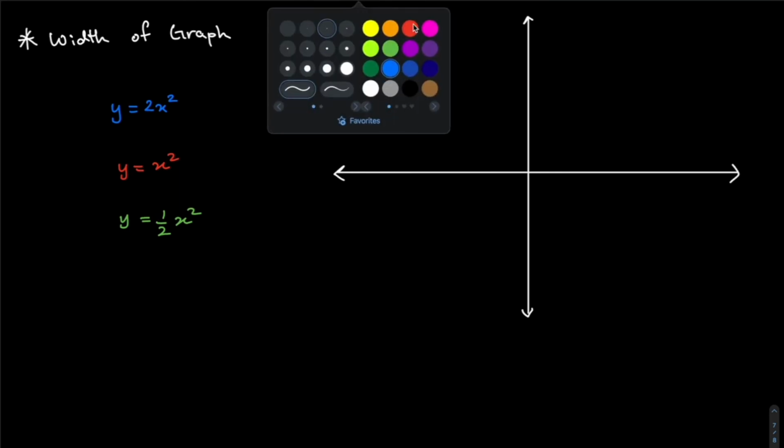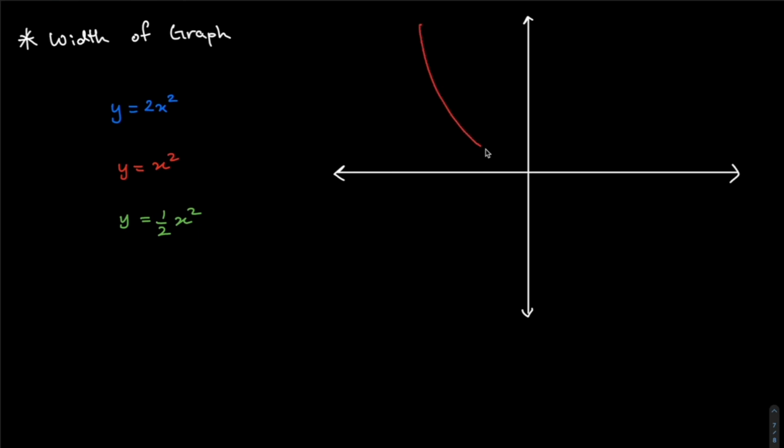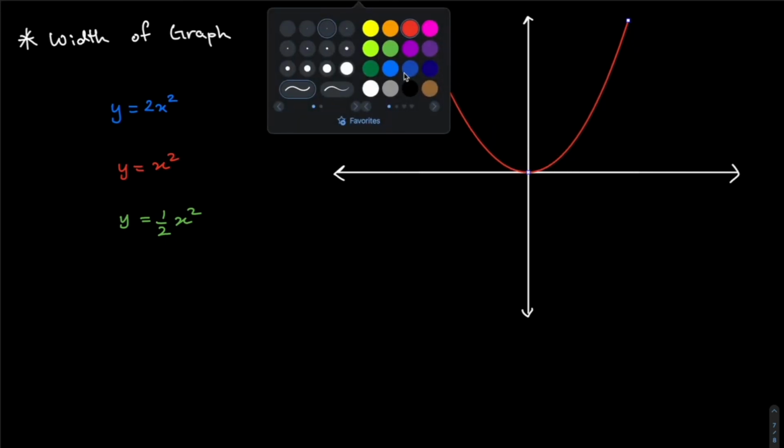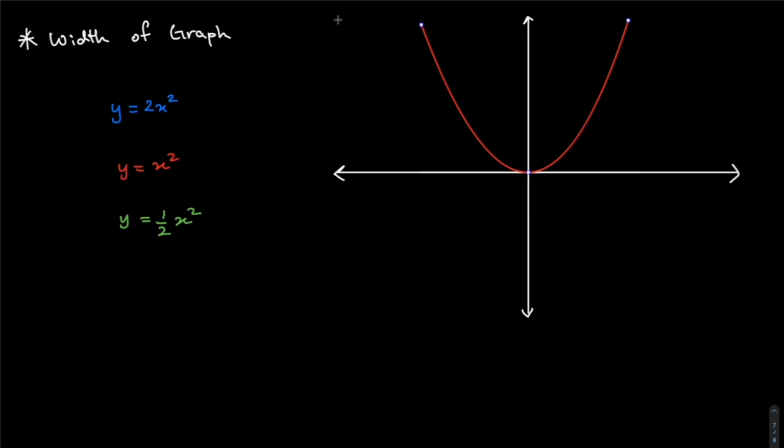So let me start with the red equation anyways, because it's a standard parabola. My standard parabola is like this. Now what's going to happen is, when you draw the blue equation, because of the 2, all the values of x squared are now being multiplied by 2. So you're going to have a much steeper graph. You're going to have a graph that goes like this.